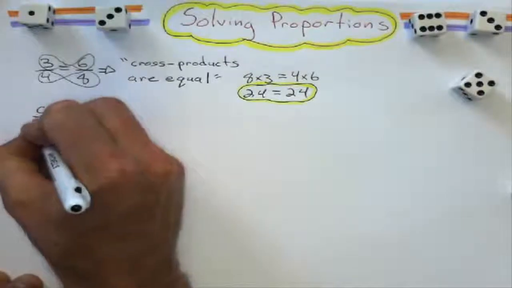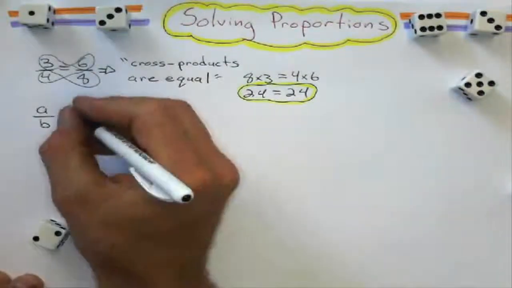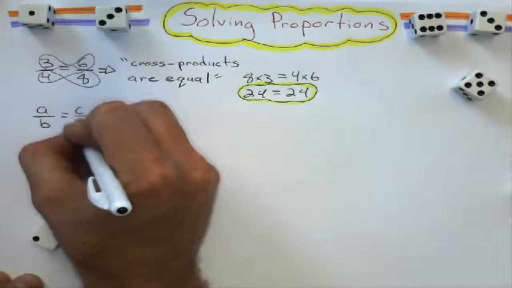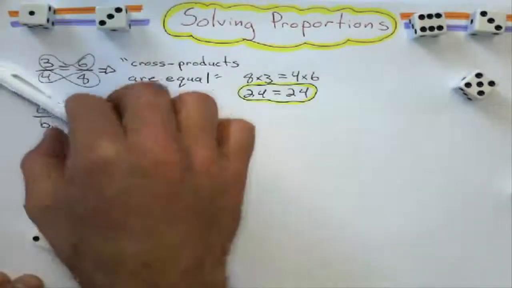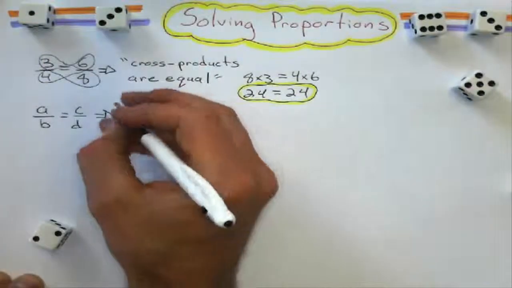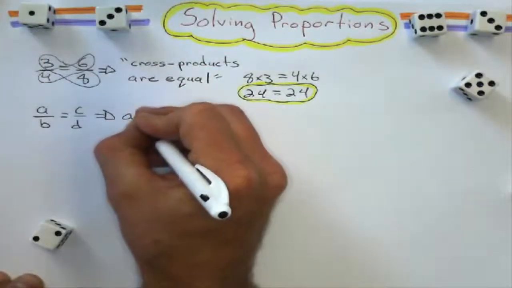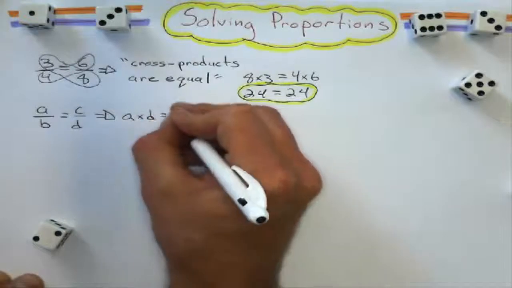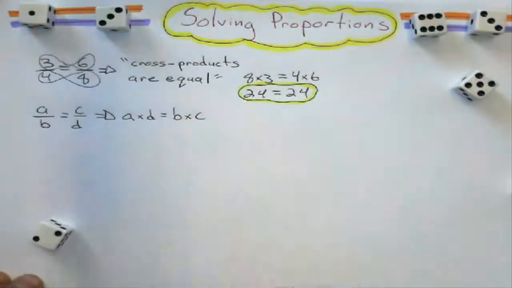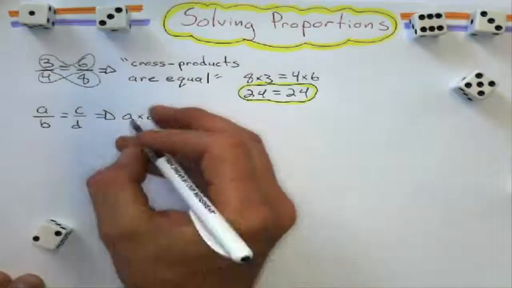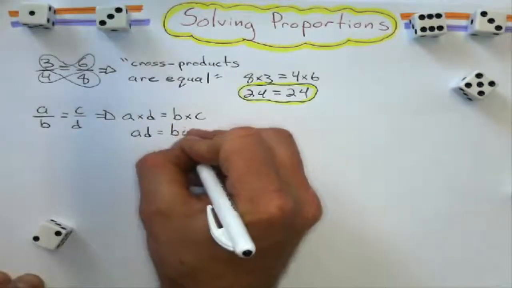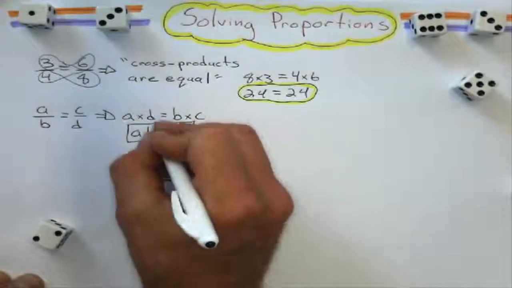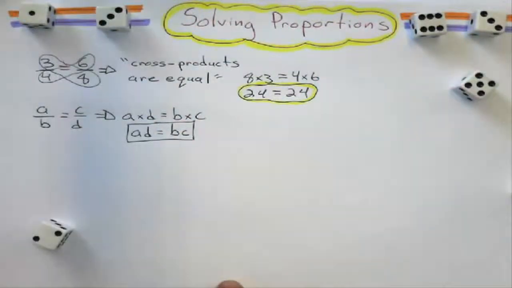If I've got, say, two algebraic fractions, a over b equals c over d, I just need to know that if I multiply these two products together, they're going to be equal. So a times d is going to equal b times c. And then in algebra, without the times sign, it just means ad equals bc. That's our rule right here for proportions.